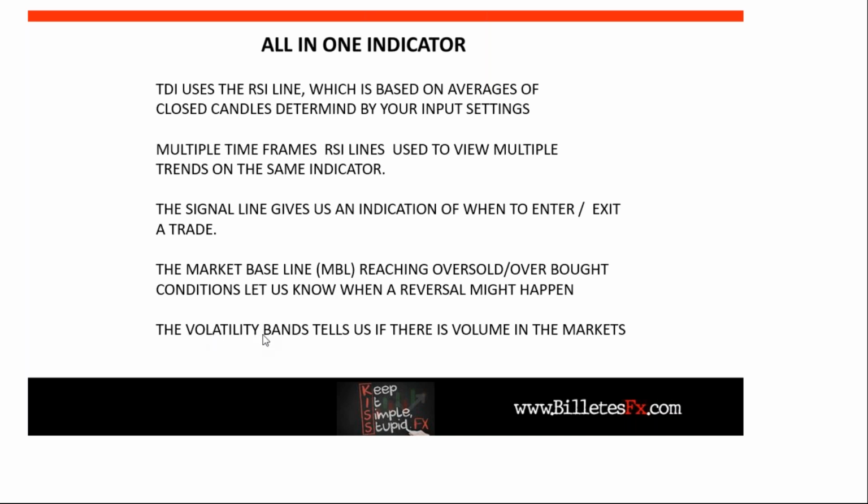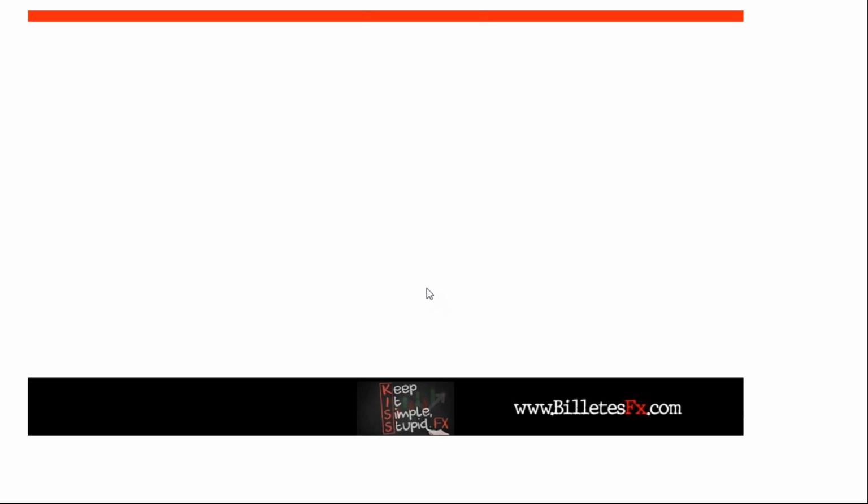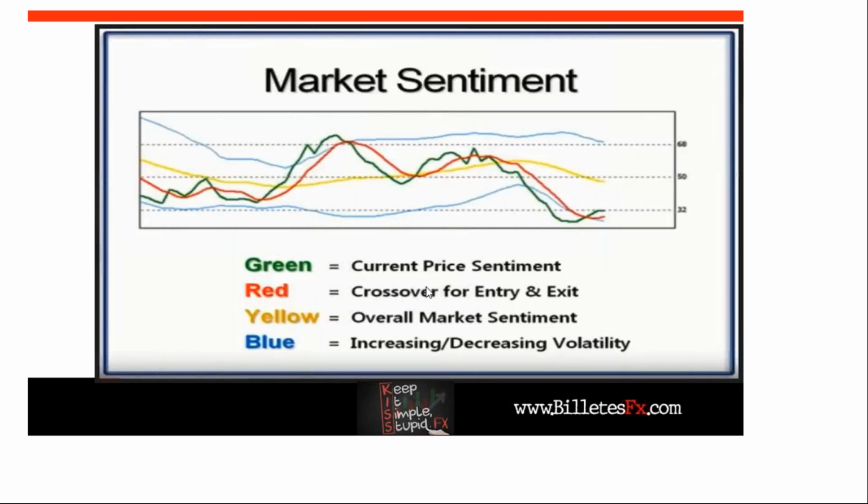The volatility bands tell us if there's volume in the market, if there are a lot of big moves in the market or not, or if the market's going sideways. All the bands on TDI are going to be squished together, squeezed together.